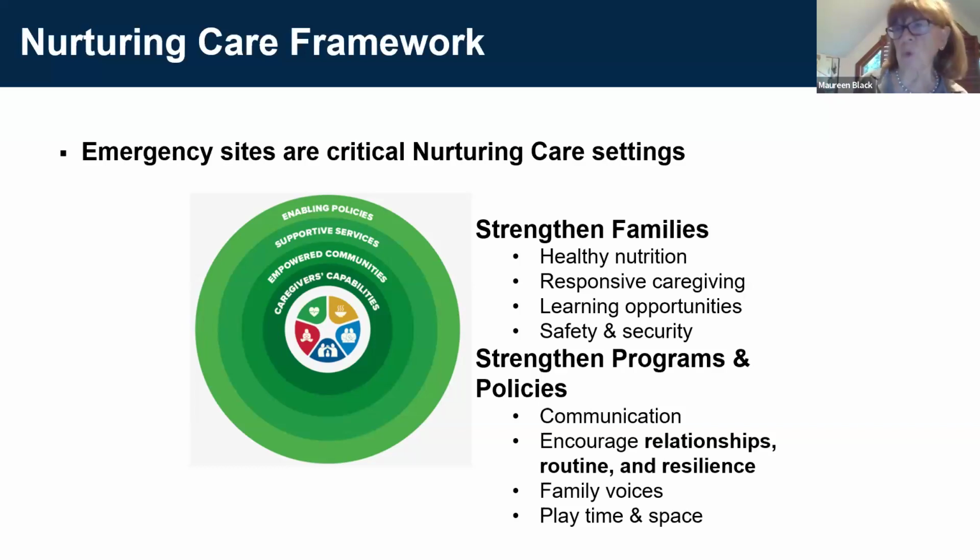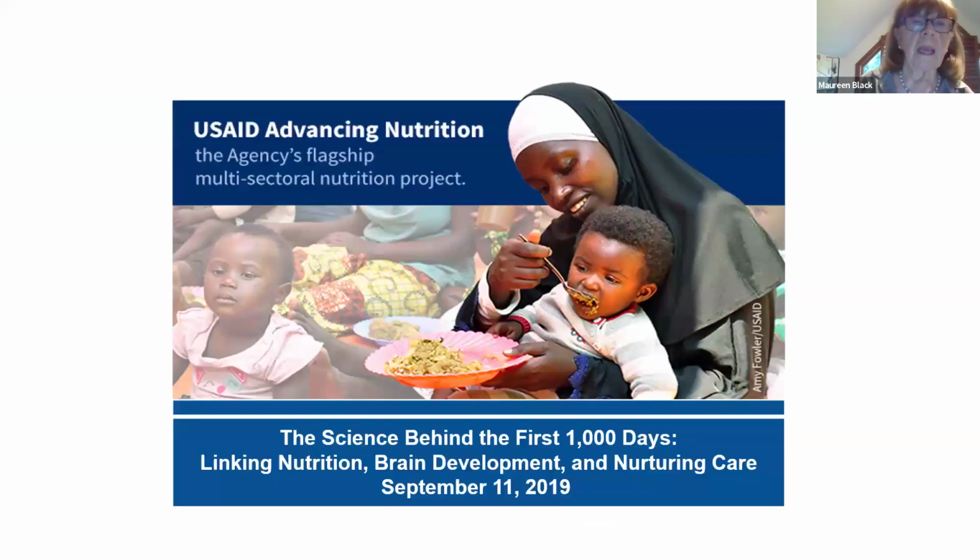Communication is critical, because when your security is threatened, you don't know what's happening. So that's important. Encouraging relationships, so building family relationships or commonality relationships, listening to family voices, and finding time for play and space. Next. This is an example from USAID Advancing Nutrition.